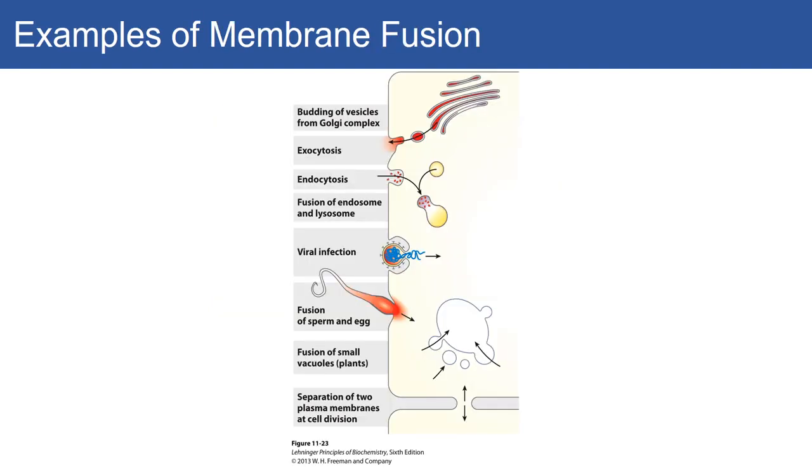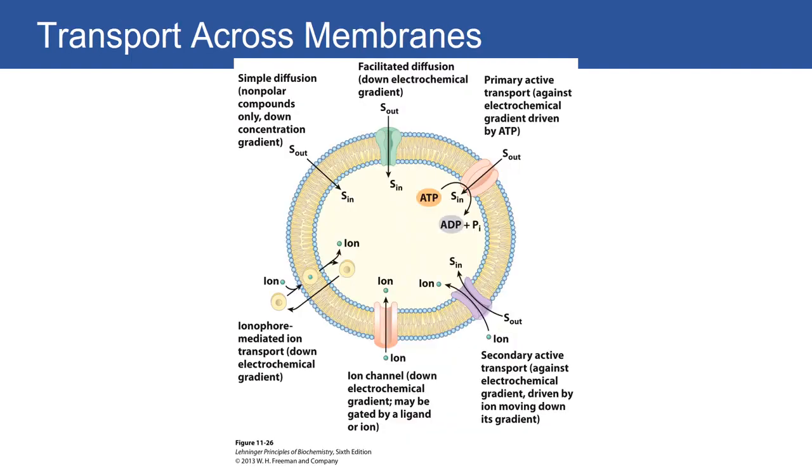Again, things like budding vesicles, exocytosis, endocytosis, fusion with endosome. Viruses use this all the time. Things like fusion of sperm and egg, fusion of small vacuoles, and separation of 2 plasma membranes in cell division are all examples of membrane fusion.